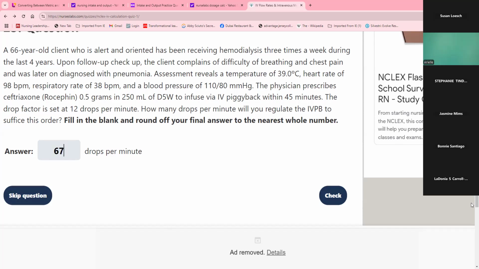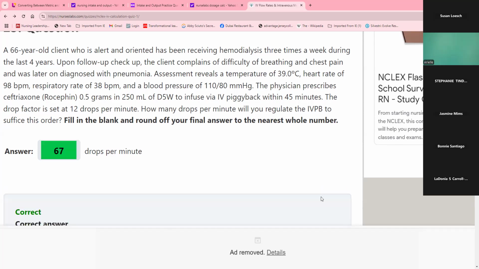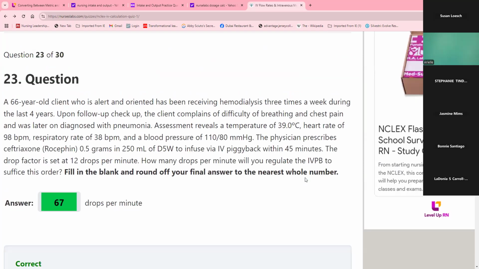Okay. All right. Bam. Don't get caught up. It doesn't matter what all that other stuff says. Start reading the question from the bottom, because the bottom is the key.